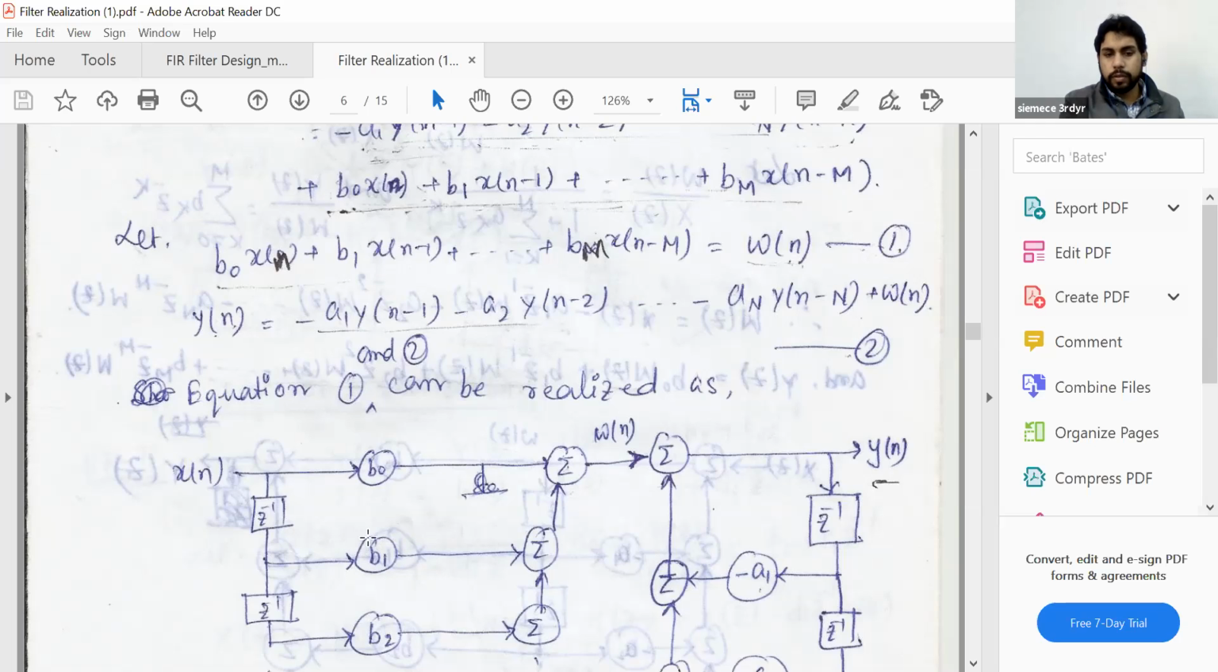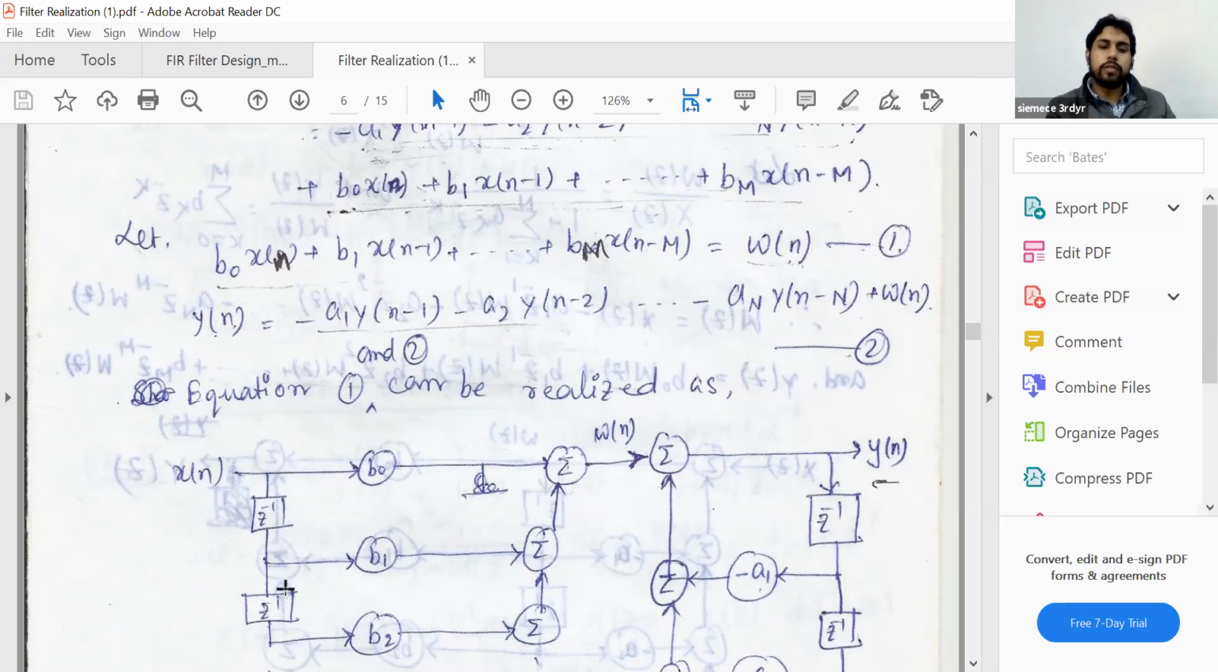So when x of n minus 1 passes through this line, it will be multiplied by B1. Getting my point? Similarly, the first term x of n is multiplied by which coefficient? B0. So x of n just goes to B0, and at the output I am getting B0 into x of n, and here I am getting B1 into x of n minus 1.